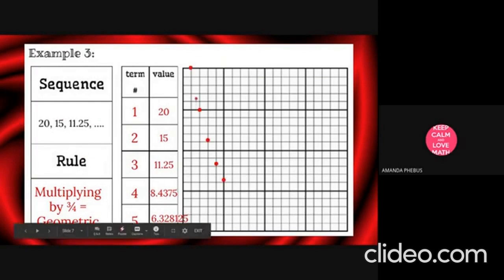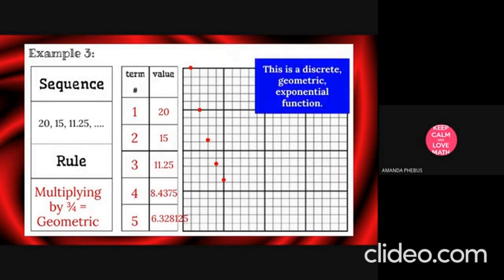Now, some of you might argue that it does look pretty linear. It curves just a little bit there at the end. And that's because 3/4 is really close to 1. If I'm multiplying by 1, I'm actually not going to be changing the numbers in my sequence. So anytime we get something just on either side of 1, if I'm multiplying by 0.9 or by 1.1, it's going to look very close to being linear, but it is going to be modeled by an exponential function. The curve is just not going to be as noticeable. All right, so it's still discrete, it's still geometric, and it's an exponential function.